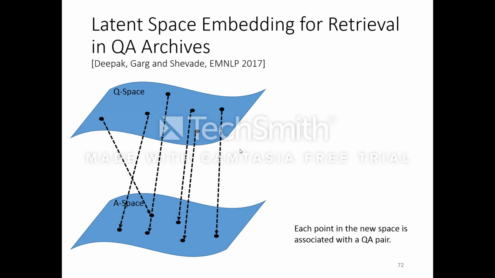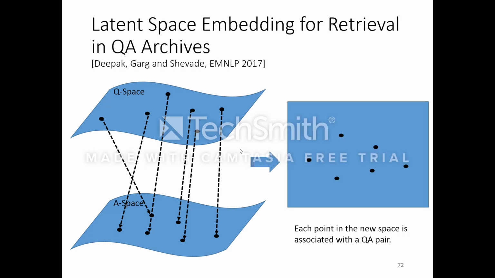And then you go into the second phase, which is basically trying to learn a unified representation in the lower dimensional space. Now you bring back these linkages between the question and the answer parts. Each point in the new space is associated with a QA pair. So essentially you are trying to compress these links, or these edges in this illustration, into points on the right hand side.